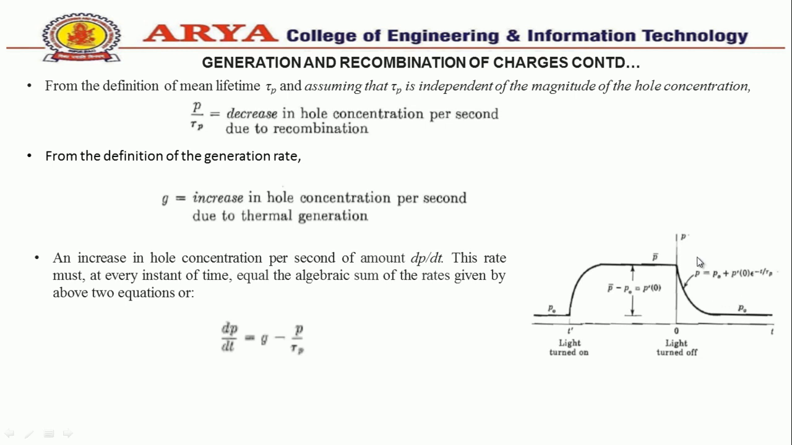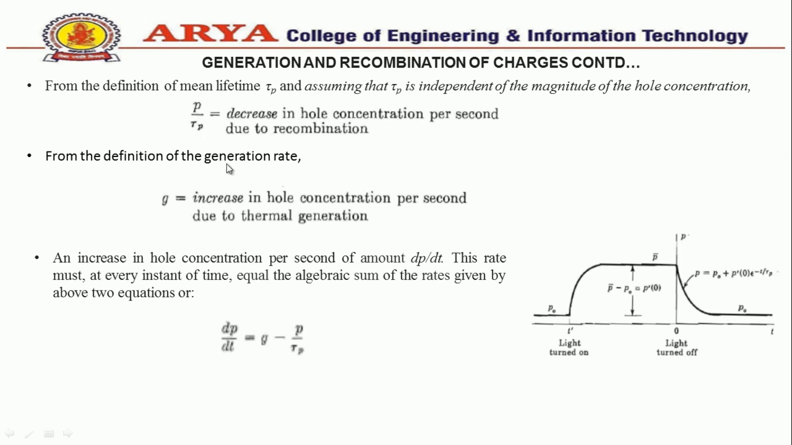To study this, we must derive the differential equation which governs the hole concentration as a function of time, that is for t greater than 0, in this area where there is no external excitation. So from the definition of mean lifetime tau p, and assuming that tau p is independent of the magnitude of hole concentration, we can write p upon tau p as the decrease in hole concentration per second due to recombination.